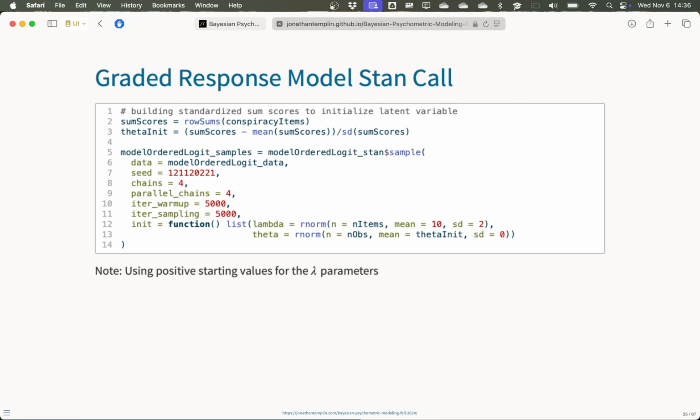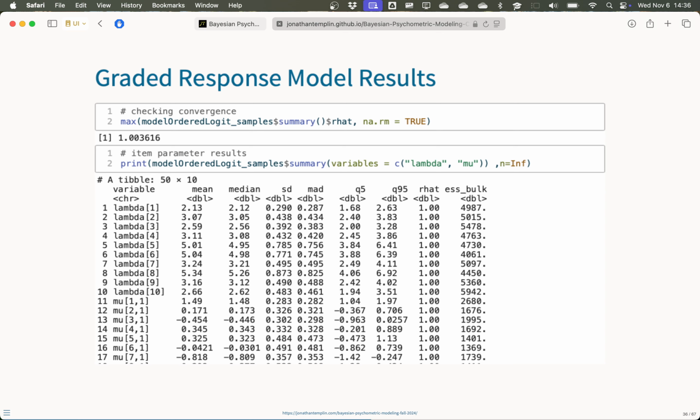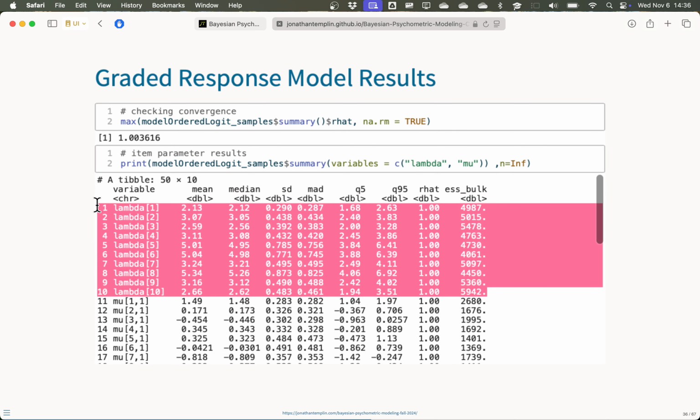All right, how do I call this in Stan? Well, similar to all the other times we've done this before, I'm going to initialize theta to its standardized sum score, initialize lambda to a very positive number. This is to help with convergence to multiple modes of the posterior. I run the model. I can see I had convergence, which is excellent. And here's the set of parameters I have. I have 10 loading or discrimination parameters.